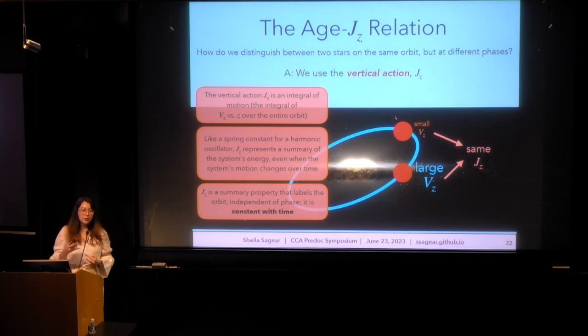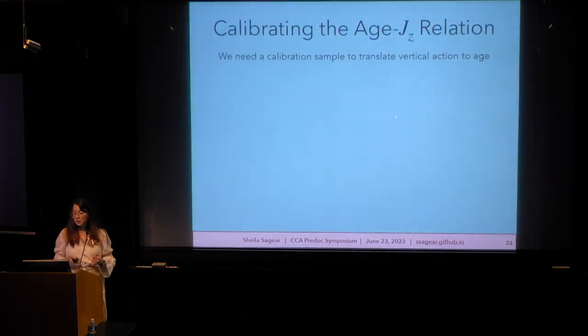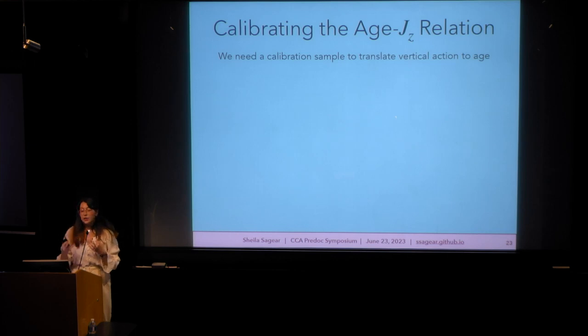So we use JZ instead of something like a velocity dispersion, because we think that since we can identify cases like this and draw the same age from them, we should get a better correlation between age and our kinematics information. Unfortunately, we can't just take JZ and say it's a proxy for age. We don't really know to that degree how this kinematics information translates into age. So we really need a calibration sample, a large sample of stars for which we know the ages, to calibrate a model to translate vertical action into age.